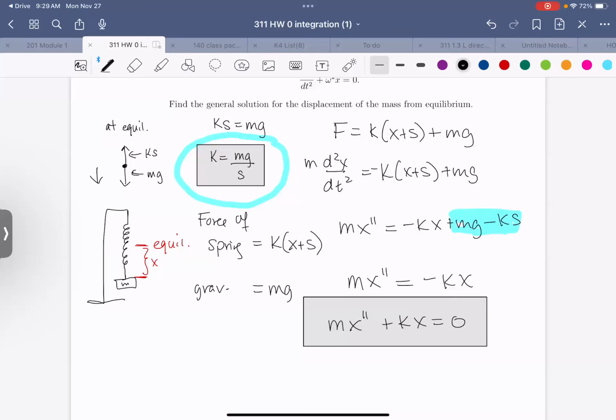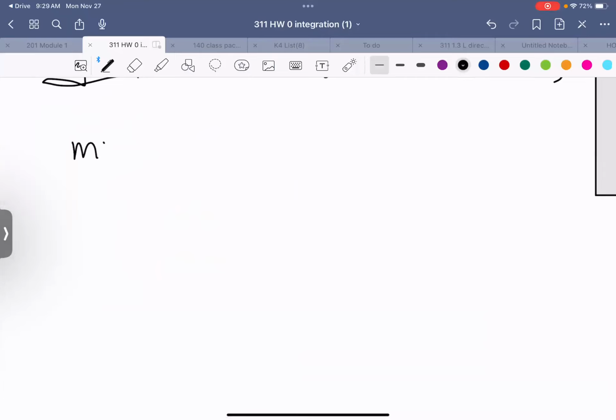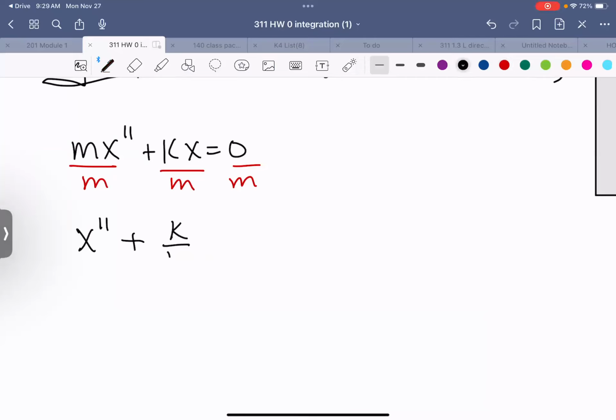Now, what I'm going to do here is this. If I was solving this in general, here's what I would do next. We have mx double prime plus kx equals 0. I'm going to divide everything by m. That's going to give me x double prime plus k over m times x equals 0. Now what I'm going to do is I'm going to make a substitution. I'm going to call k over m equal to omega squared. And the reason that I'm going to do that is because then this is going to give me nice solutions.